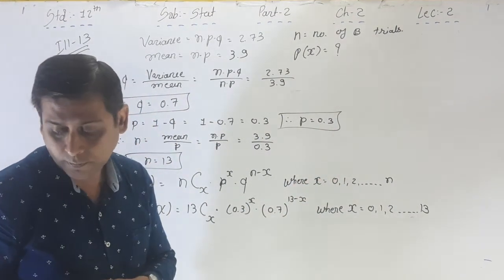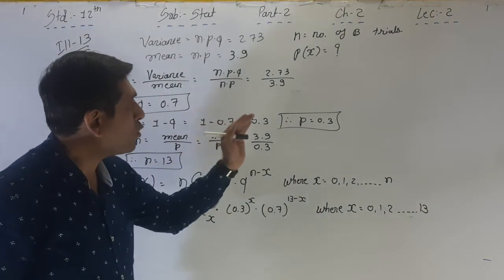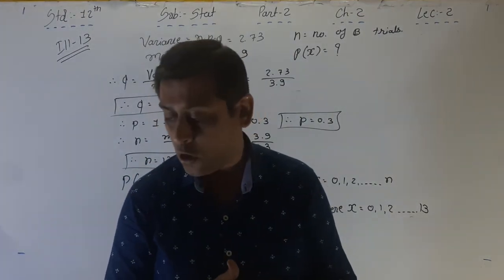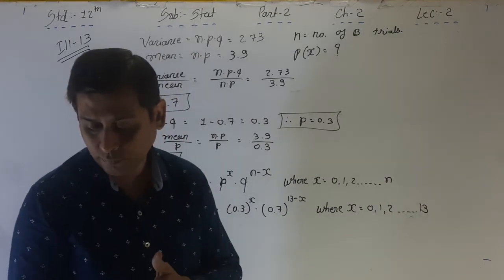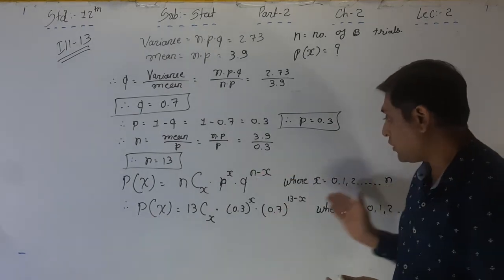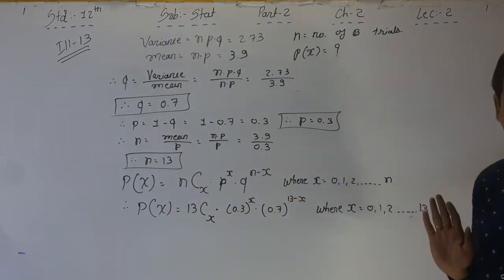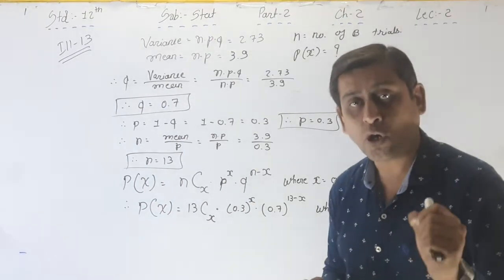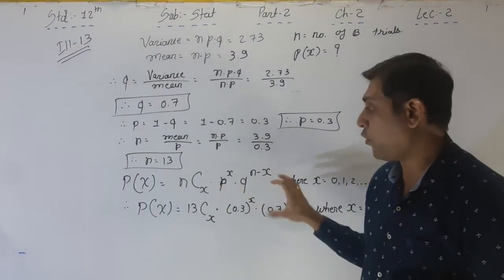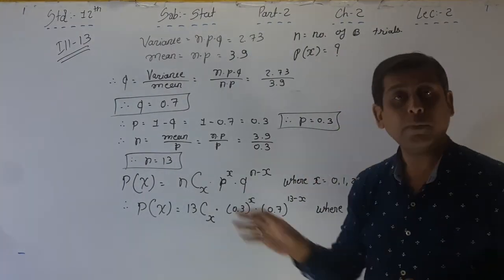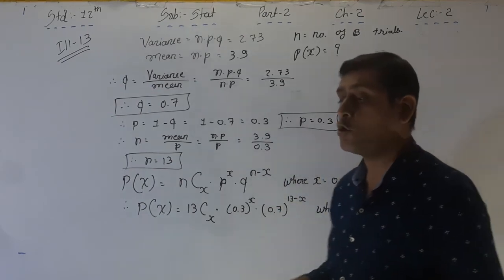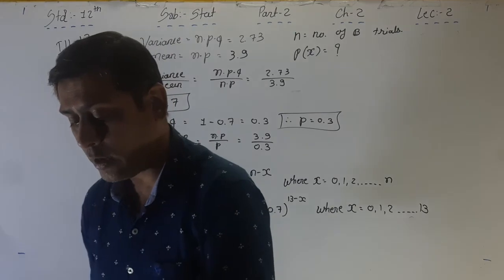What is P of x? See, n is equal to 13, p is equal to 0.3, q is equal to 0.7. In the distribution, P of x can be written as follows. This is the formula and this is your answer. We just have to find out P of x, the value of x is not given. We just put the value of n, p and q into the formula and find out P of x. And P of x is here 13cx into 0.3 raised to x into 0.7 raised to 13 minus x. This is your answer.